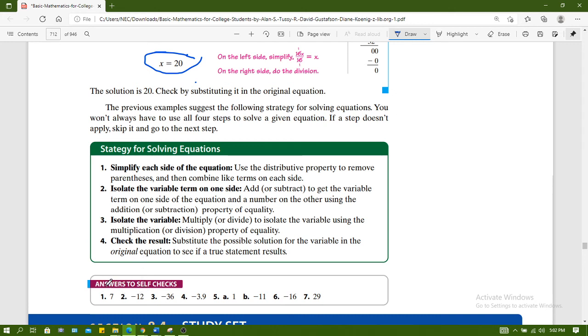Now, answers to self-check. Please check your papers. 1 is 7, 2 is negative 12, 3 is negative 36, 4 is negative 3.9, 5A is 1, 5B is negative 11, 6 is negative 16, and 7 is equal to 29.